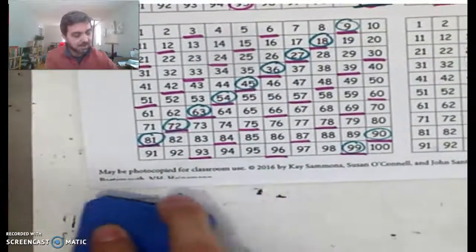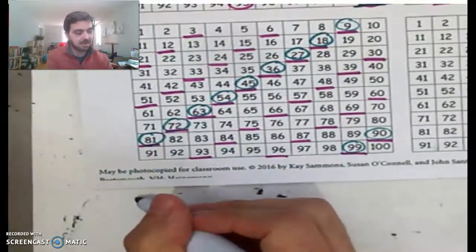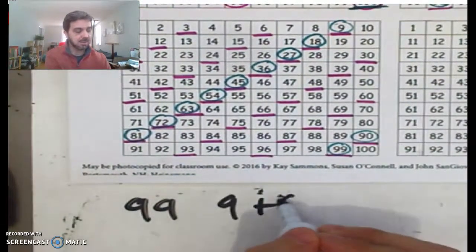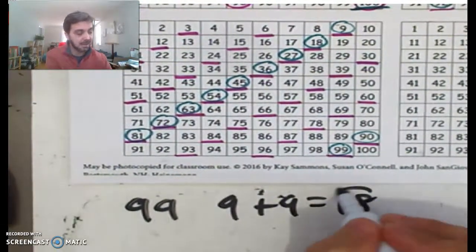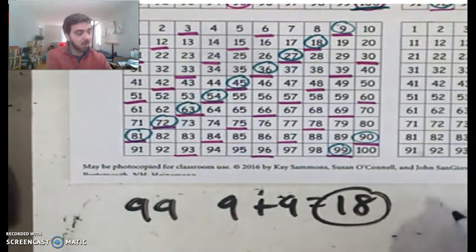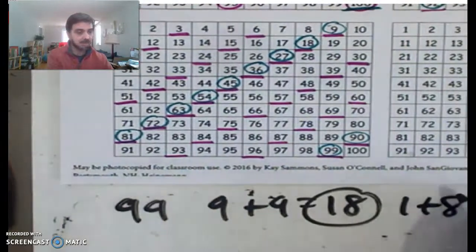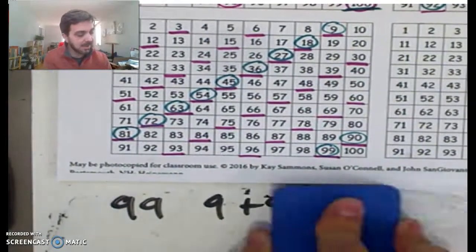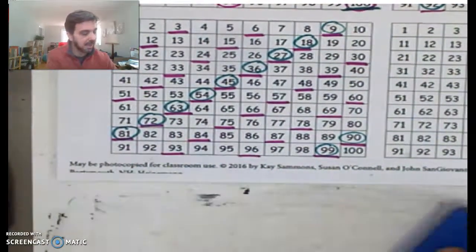99, if you add up the sum of those digits, you do not get 9. What do you get? You get 9 plus 9 equals 18. But 18 is a multiple of 9, and 1 plus 8 equals 9. Isn't that crazy? So it always adds up to a multiple of 9.